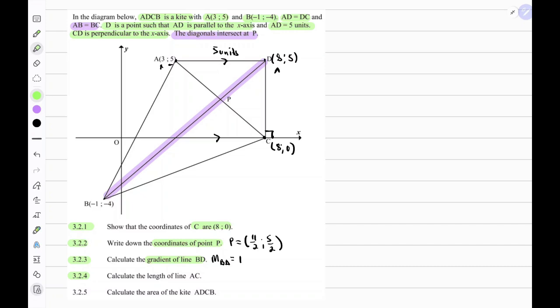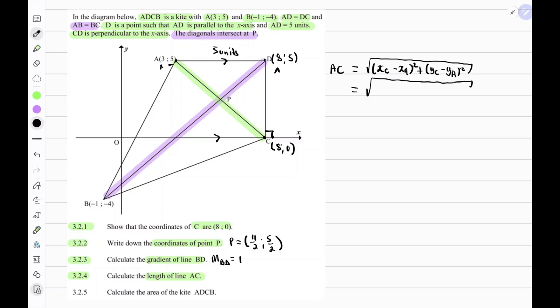So the next question wants us to calculate the length of AC. So AC is this distance here. It's the length of the diagonal, the short diagonal. So we can apply the distance formula. So we can say AC is equal to the square root of (XC minus XA) to the whole squared plus (YC minus YA) to the whole squared. So we can just substitute once again.